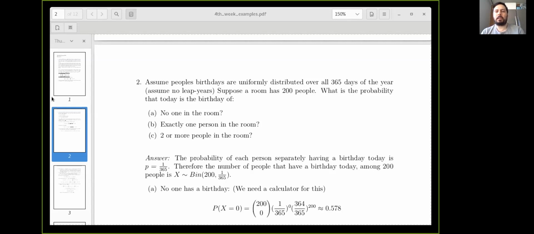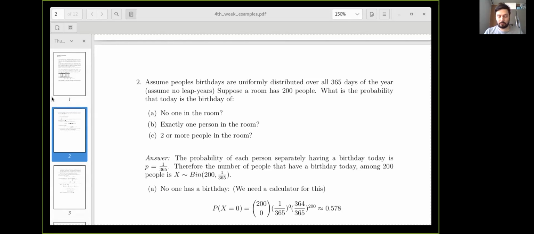So the probability that there is no one with a birthday, this binomial distribution, so 200 choose 0, would be just 1 times 1/365 to the power of 0, which is 1. So the only thing we have left is to calculate 364 over 365 to the power of 200. And it turns out that that's roughly 0.578. So I took this from the model answer.